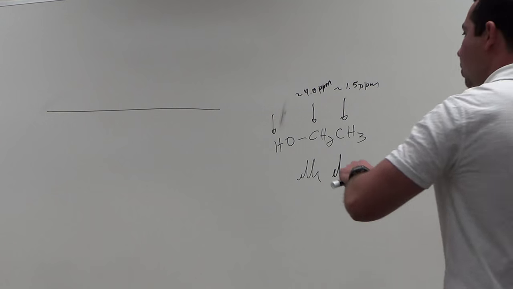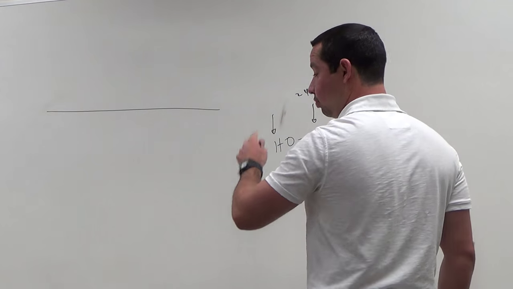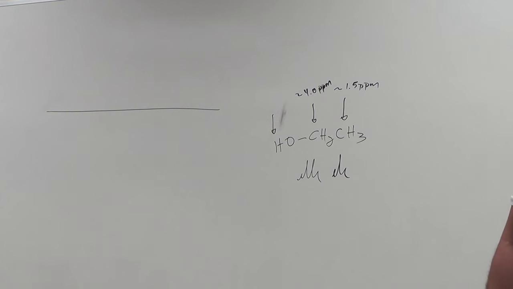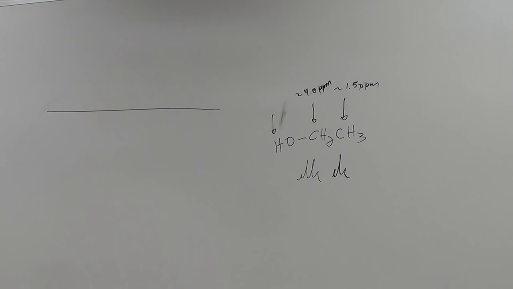What is this going to be? This is going to be a signal. Where could this be? All the way at 12. It could be in a whole lot of different places, okay? So sometimes the carboxylic acid one is on 12, 14, something like that.